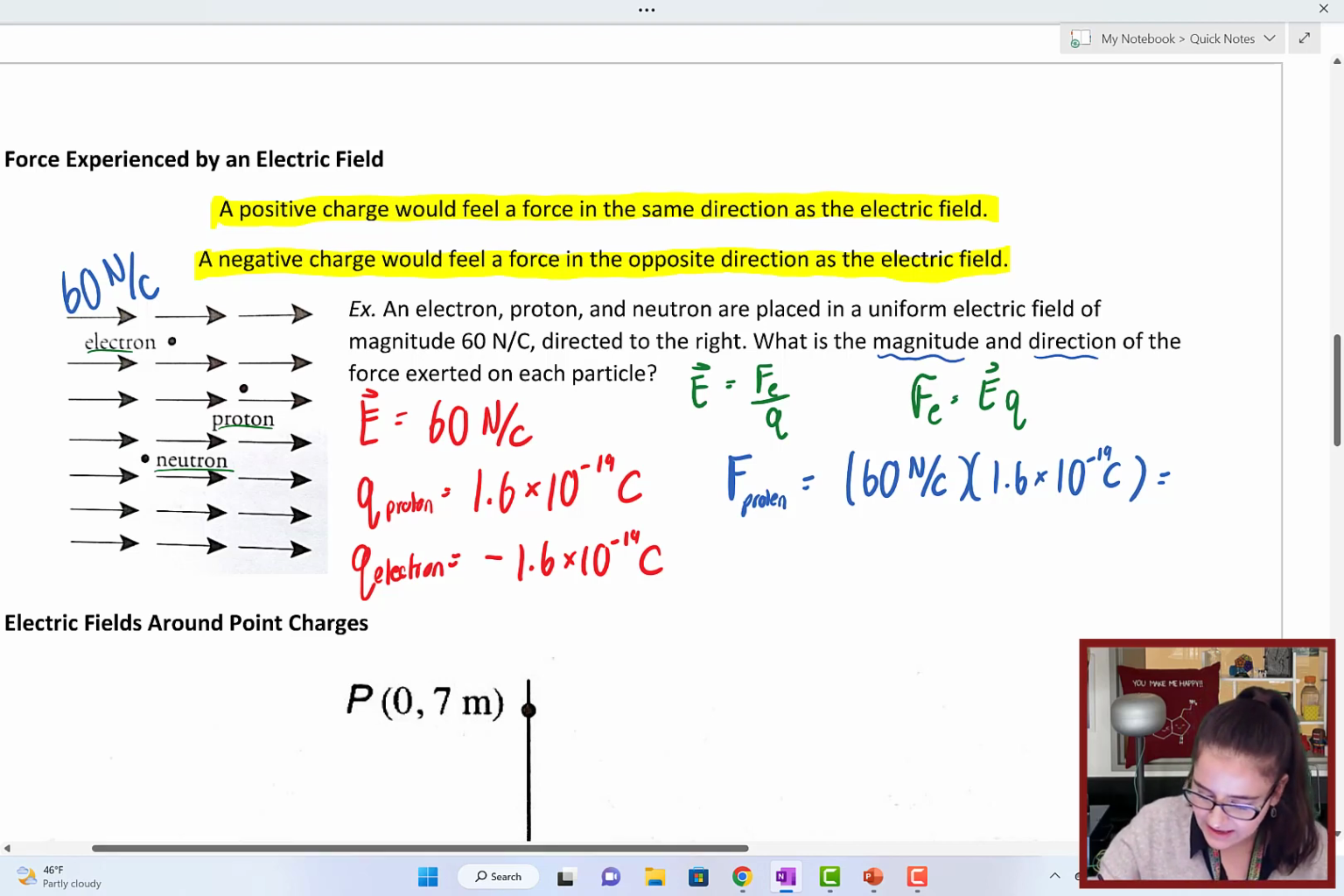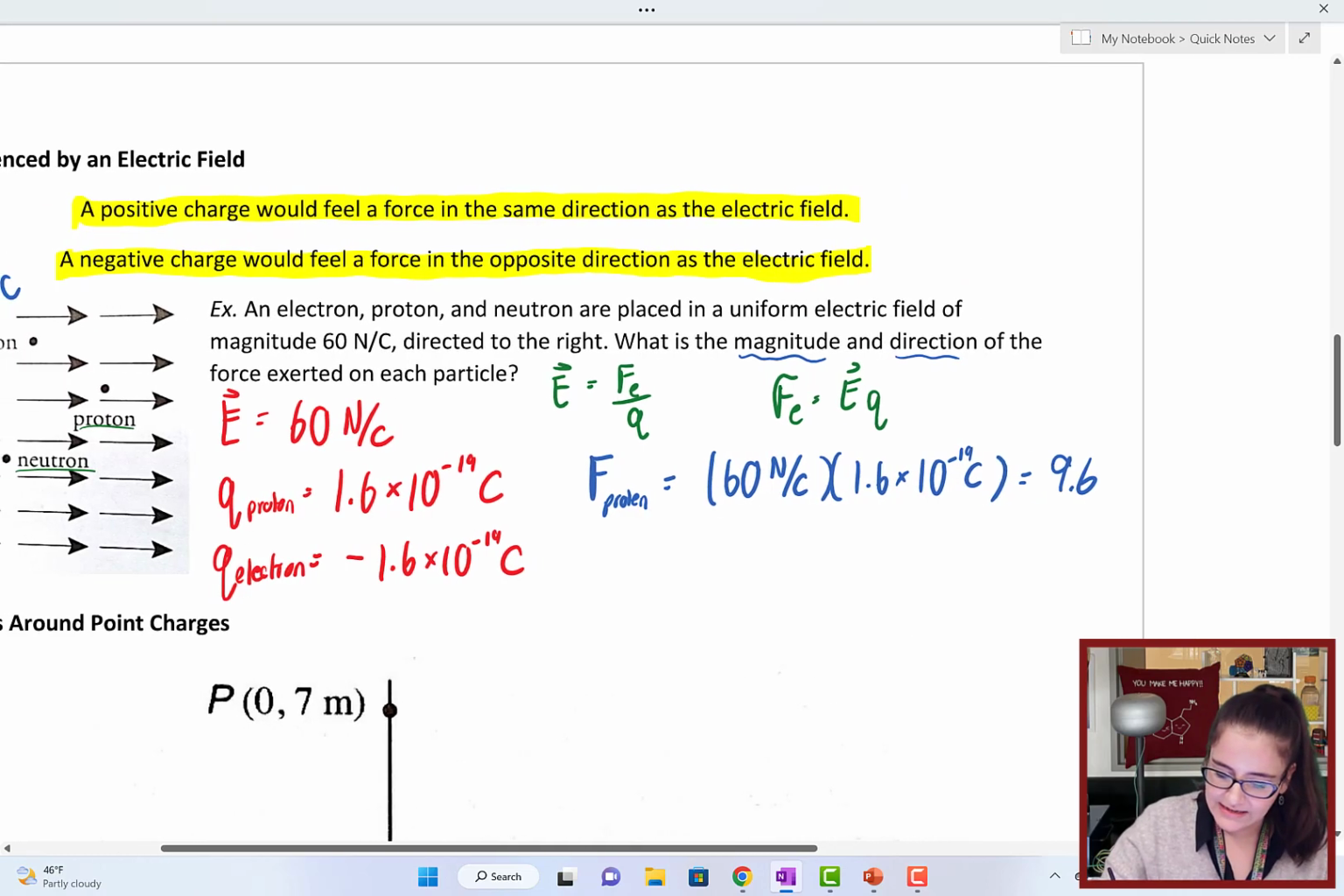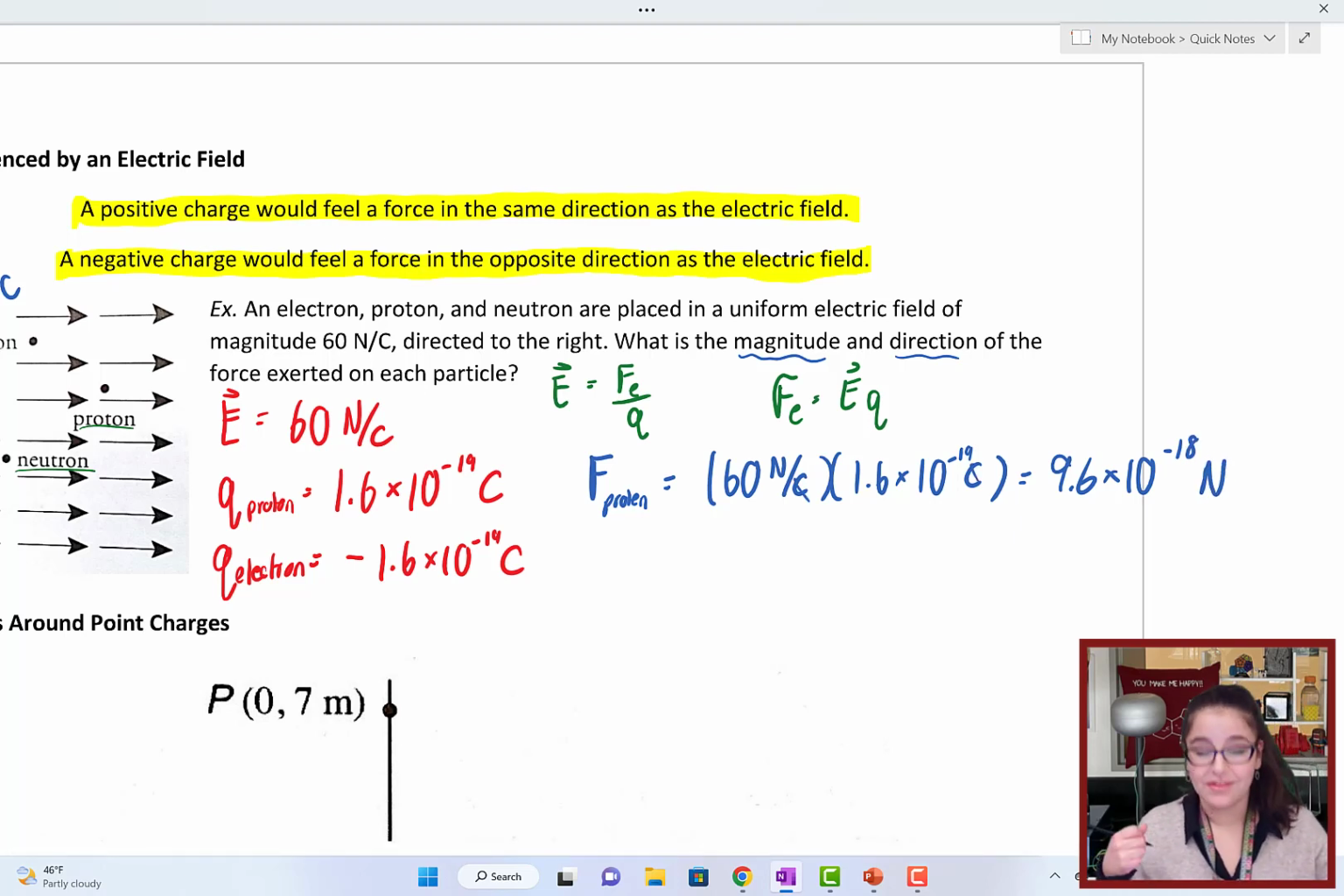And we get 9.6 times 10 to the negative 18. The coulombs cancel out, so this will be newtons. Now, it's a positive number. That tells us the direction for a vector, so it'll be right, that same direction as the electric field.